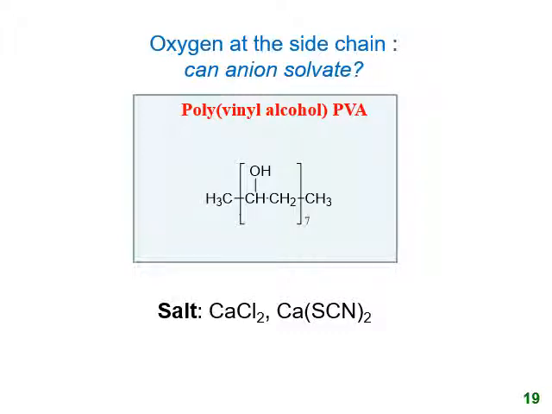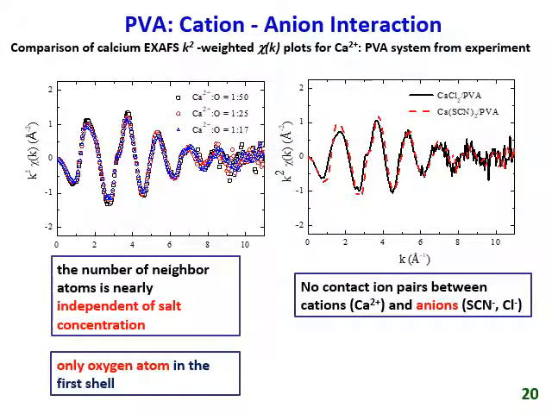Next, I'd like to move to another case, where oxygen is located at the side chain. Here we choose polyvinyl alcohol, or PVA. We also wondered if the anion can be solvated, like in the case of PEO, so we choose to solvate with a different anion. We choose calcium to see the effect of cation valency, such that they can interact more strongly with the anion and polymer. In fact, we also did potassium with PVA, but we just show the result for calcium here.